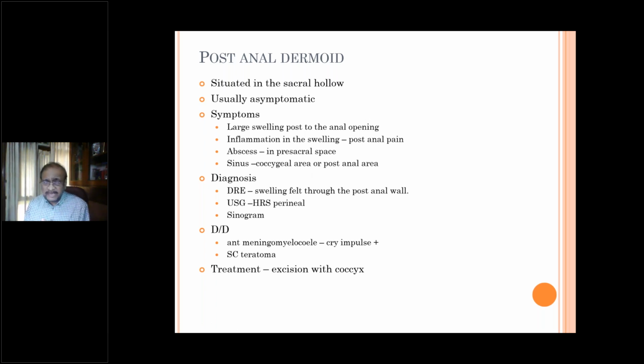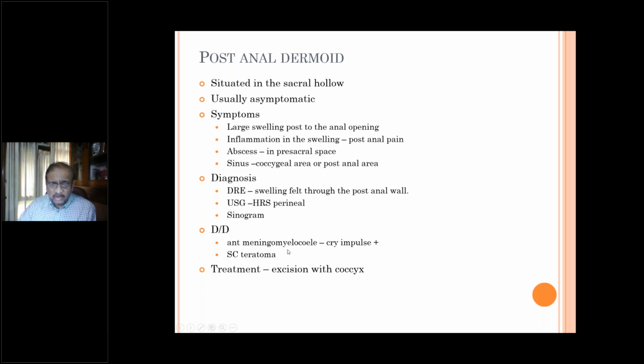The diagnosis can easily be done by a DRE. You can feel a lump in the sacral hollow. You can do an ultrasound, an HRS in the perineal area. You can diagnose a lump lying there, or you can do a sinogram. If you find it has burst through, put in a dye out there. You find a typical hourglass appearance of a defect or a space-occupying lesion in the presacral area, or hourglass defect. Differential diagnosis, I told you, the SCT, anterior meningomyelocele, and also add to this a presacral lipoma.